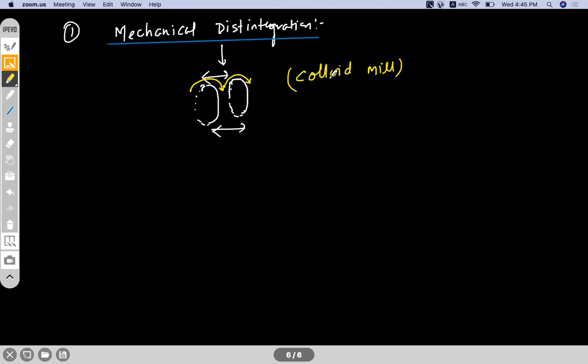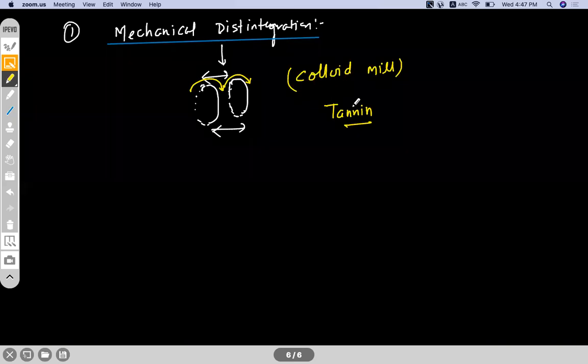Next, a stabilizer is generally added to stabilize the colloidal solution. Tannin is one example of a stabilizer. Tannin, T-A-N-N-I-N, is one kind of biomolecule substance. Tannin is an example of a stabilizer.